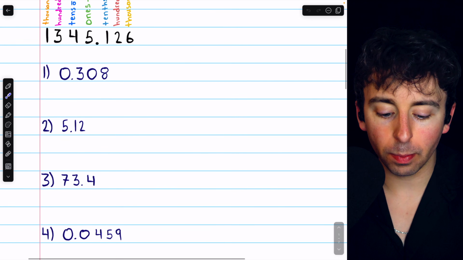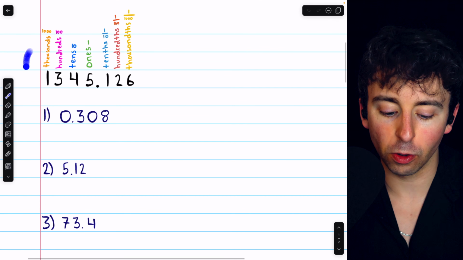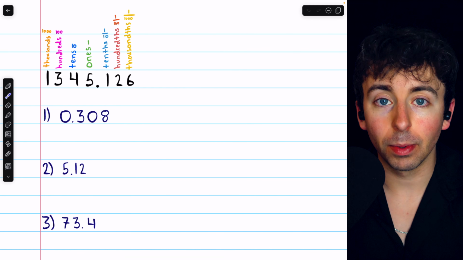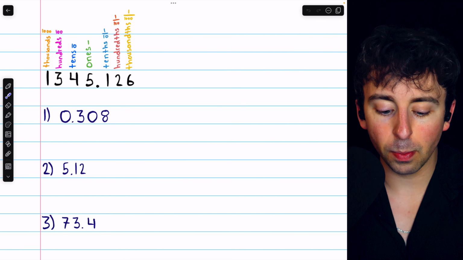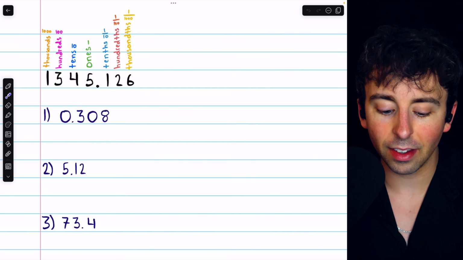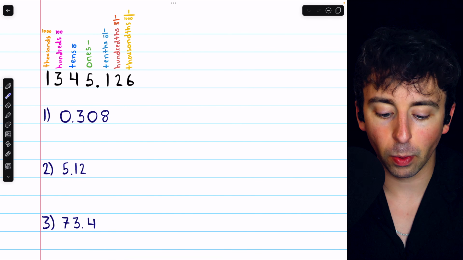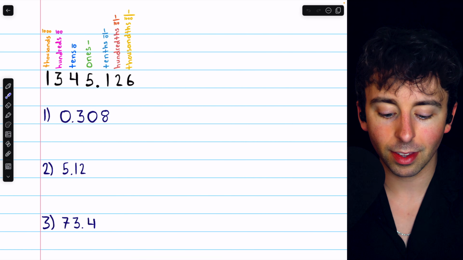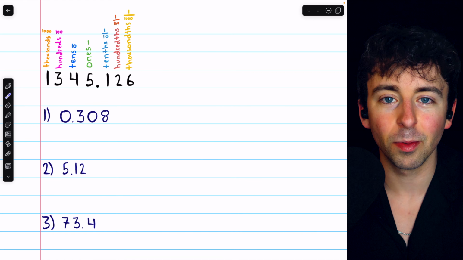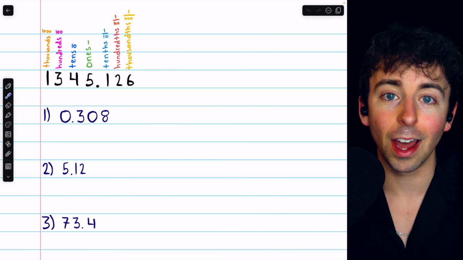Now, as a quick review on place value, if you need it, this little chart here tells you the place values. To the left of the decimal point, we have ones, tens, hundreds, thousands, and to the right of the decimal point, we have tenths, hundredths, thousandths, and so on. We could go on infinitely in either direction.